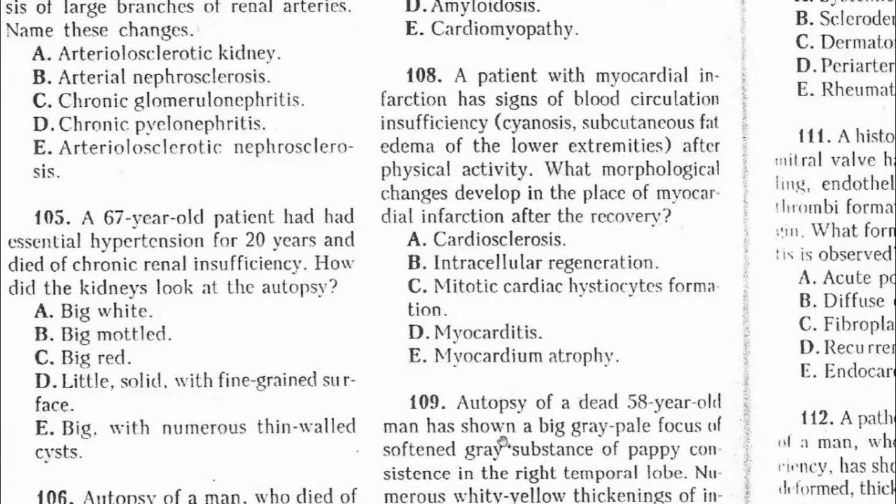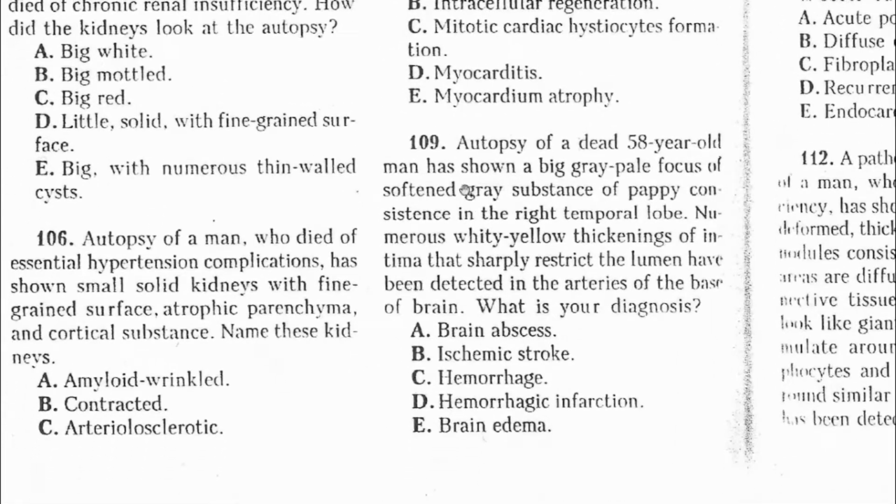Cardiosclerosis. Autopsy of a dead 58-year-old man has shown a big gray pale focus of softened gray substance of papy consistency in the right temporal lobe. Numerous white-yellow thickenings of intima that sharply restrict the lumen have been detected in the arteries of the base of the brain. What is your diagnosis?